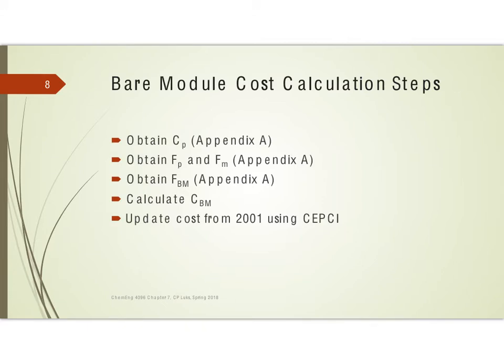Now the steps get a little complicated. We're going to first find a C sub P value. Usually we start with a C sub P naught, okay, and that's going to be out of Appendix A. And then we're going to find F sub P and F sub M. That's going to be a few pages further in. We'll use these to get a bare module factor and then calculate the bare module cost. Now, all of these are going to be based on 2001 dollars, so we're going to need to still update based on the time using the CEPCI. They give CEPCI in the tables. And again, we're basing it on 2001 dollars, so we'll need to bring this to the future.